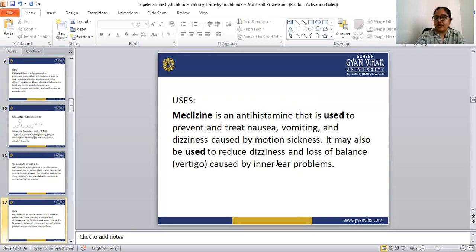So meclizine is an antihistaminic agent that is used to prevent and treat the nausea, vomiting, and dizziness caused by motion sickness. And it is also used to reduce the dizziness and the loss of balance caused by inner ear problems. So this is all about meclizine hydrochloride.